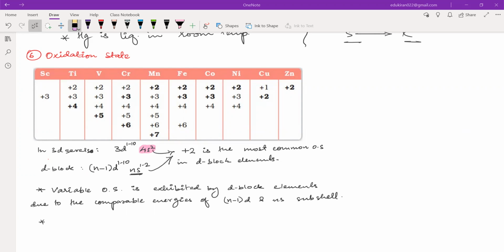So what is the last point you wrote? Variable oxidation state exhibited by d block element due to the comparable energies of (n-1)d and ns subshell.